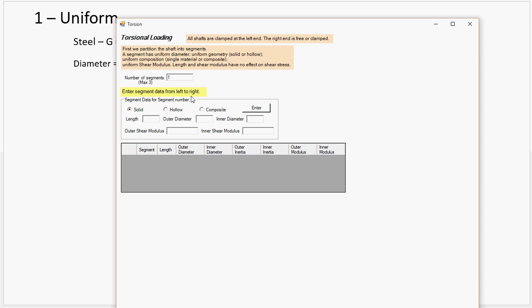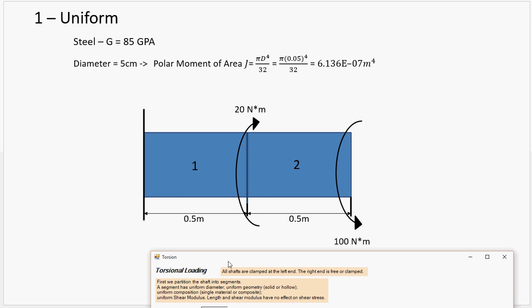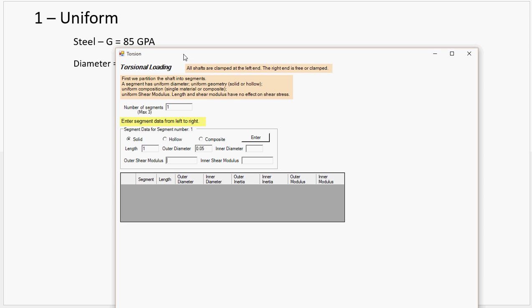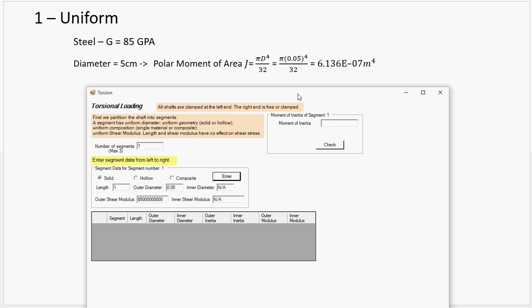For segment 1, the total length is 1 meter. The outer diameter, 5 centimeters. Shear modulus, 85 gigapascals, which is 10 to the 9th. There's no inner diameter or inner shear modulus because this is solid. So enter that. Now it wants our polar moment of area, or the moment of inertia, which we can calculate with this equation here. It comes out to a fairly small number.